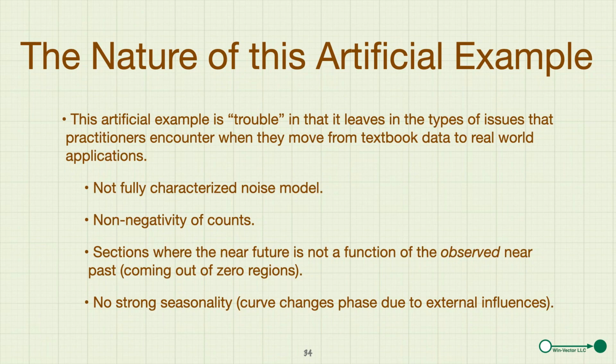So this is a completely artificial example, but it's real world in the sense that it's not what's taught in the books, that you have all these issues that you'll get when working with a business, that the noise model's not really correct. It's not really normally distributed. We're not modeling a reservoir. The counts are non-negative, so they're truncated below. The counts possibly are bounded above by the capacity of a restaurant. And there's sections where the future is not a function of the near past. For instance, when the model hits 0, it eventually comes out of it.